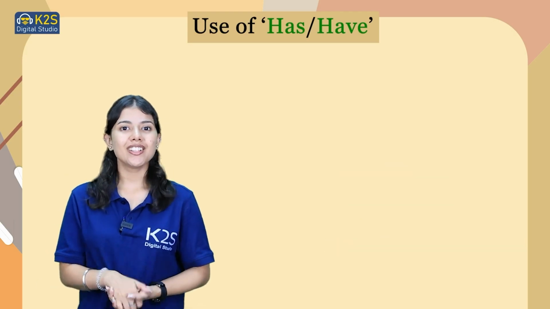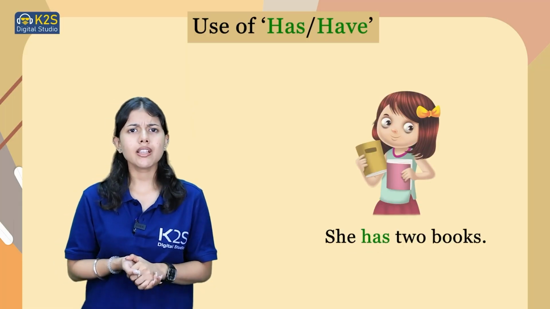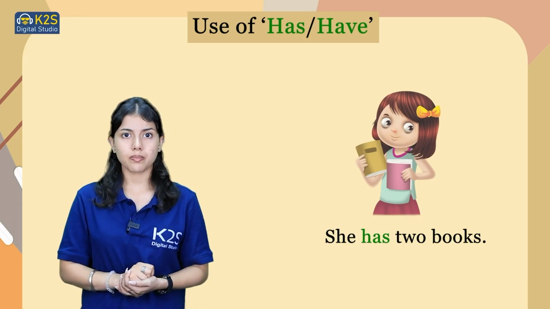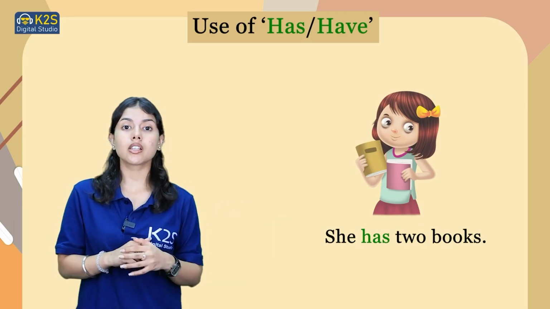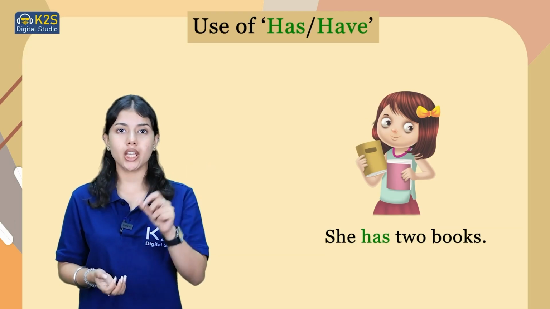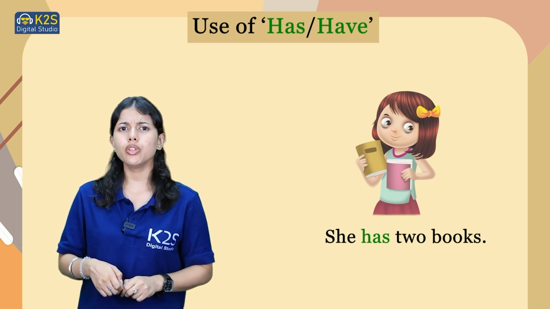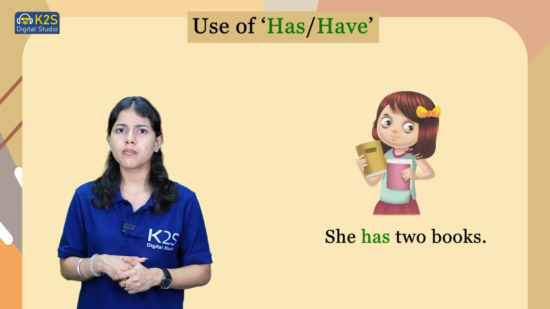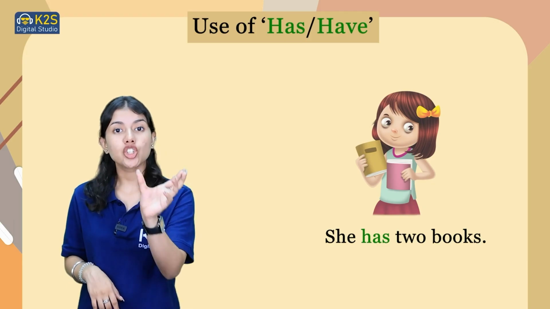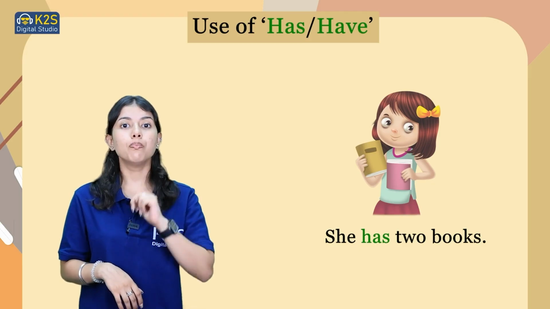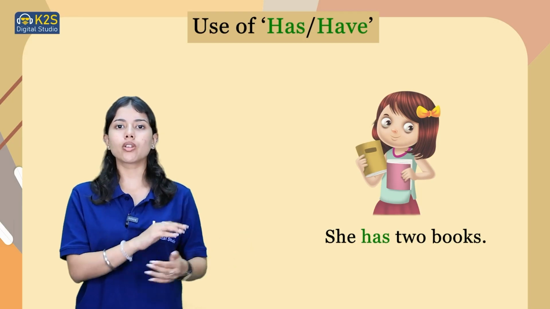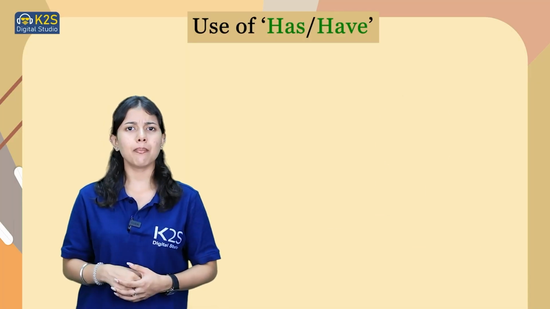Great. Now the next example. Here we can see that there is a girl who is having 2 books in her hands. And we have to tell that to someone else. So how we are going to say it? We are going to use the word she. Can you tell me what we are going to use with the word she in the sentence? Correct. Has. So the sentence here is she has 2 books.